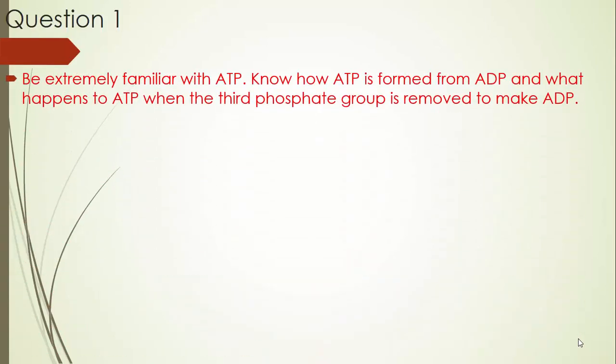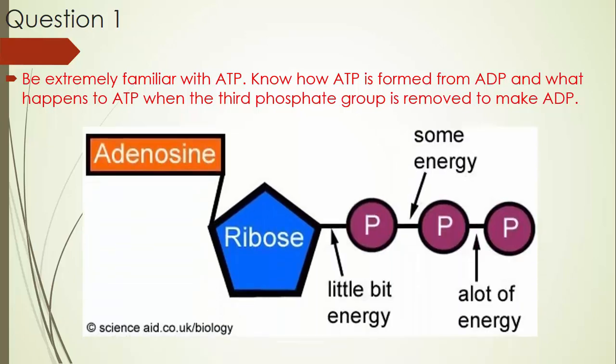So question number 1, be extremely familiar with ATP. Know how ATP is formed from ADP and what happens to ATP when the third phosphate group is removed to make ADP. So a lot going on here, but nothing too complex. So this is ATP. You have adenosine, ribose, and you have 3 phosphate groups. This is why it's called adenosine triphosphate, because there's 3 phosphate groups.